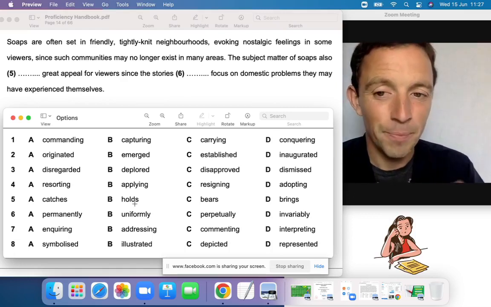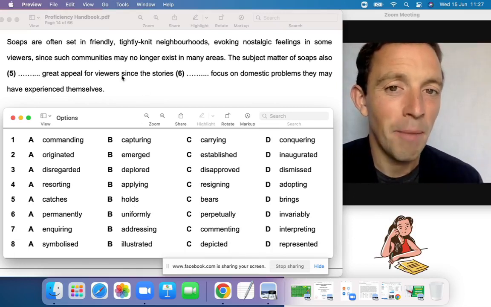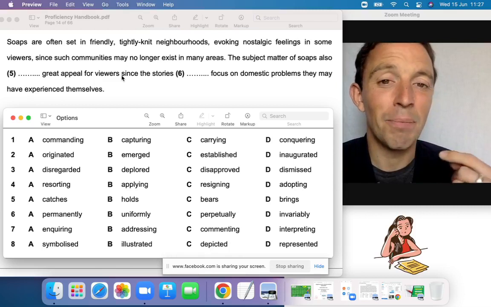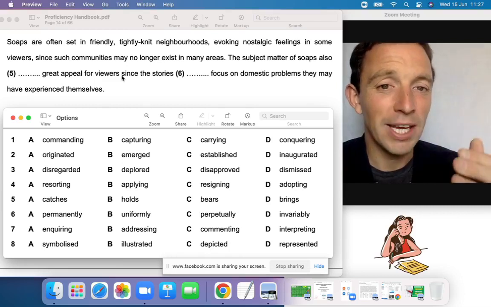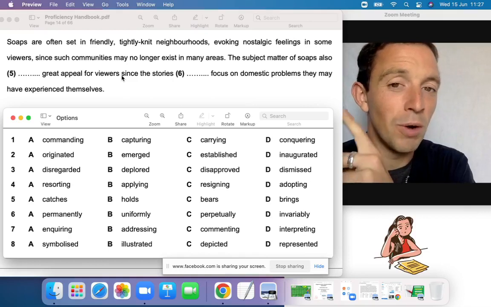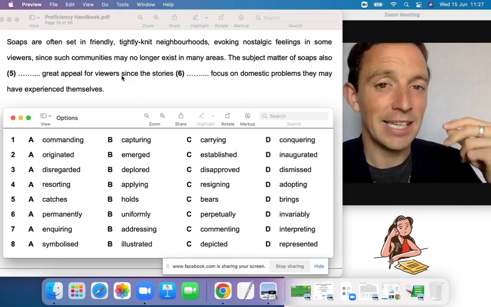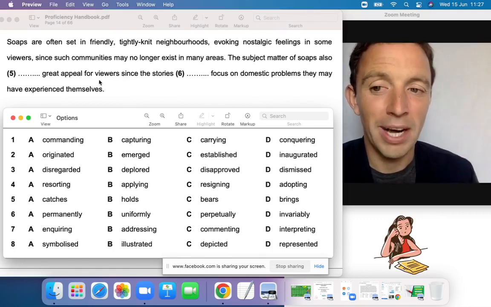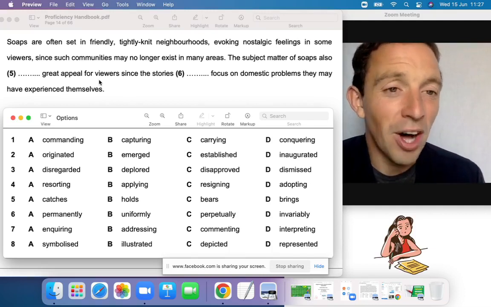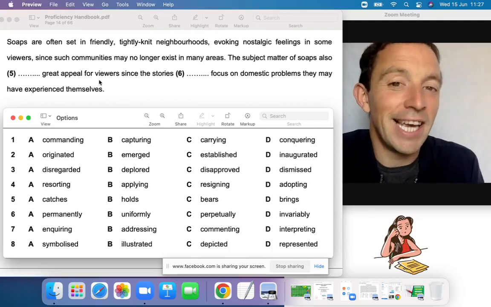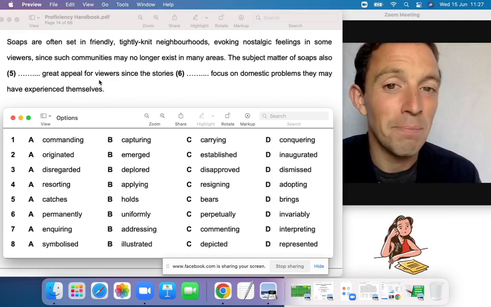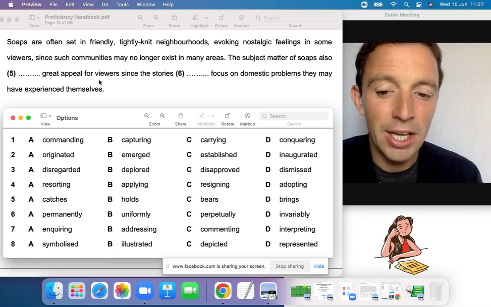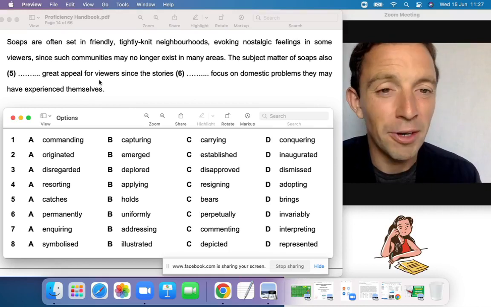For the stories, since has a couple of different meanings. Since is one moment in the past, since 8 o'clock this morning, and it's typical in the present perfect. I have been working since 8 o'clock this morning, one moment in the past. However, the second significance means because or as. So the soap opera has great appeal for viewers because the stories, so that's really key. The significance of since here is because the stories focus on domestic problems permanently, uniformly, perpetually, invariably.